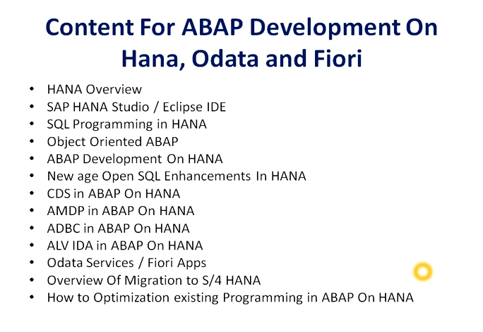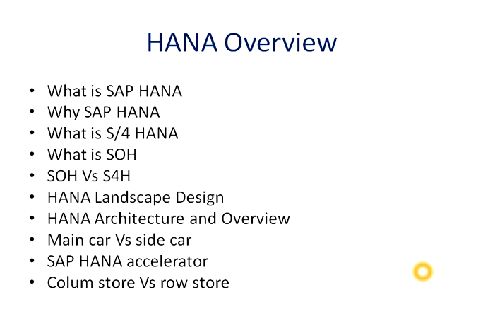Now next, we are going to discuss ALV IDA in ABAP on HANA. Now next, OData services. What are OData services and Fiori apps? How to create Fiori apps, all those things. Now next, we are going to discuss an overview of migration to S4 HANA. Now next we are going to discuss how to optimize existing programming in ABAP and HANA. So now there are sub concepts.